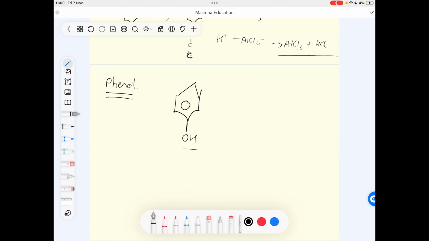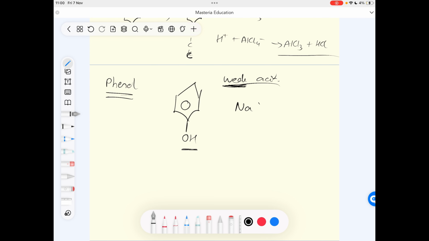It's a benzene with an OH on there. However, it doesn't react as an OH in the sense that it doesn't react as an alcohol. It actually reacts like a very weak acid. What I mean by this is that instead of reacting how an alcohol does, it will react with certain types of bases. However, because it's a very weak acid, it only reacts with certain bases. It will only react with very strong bases.